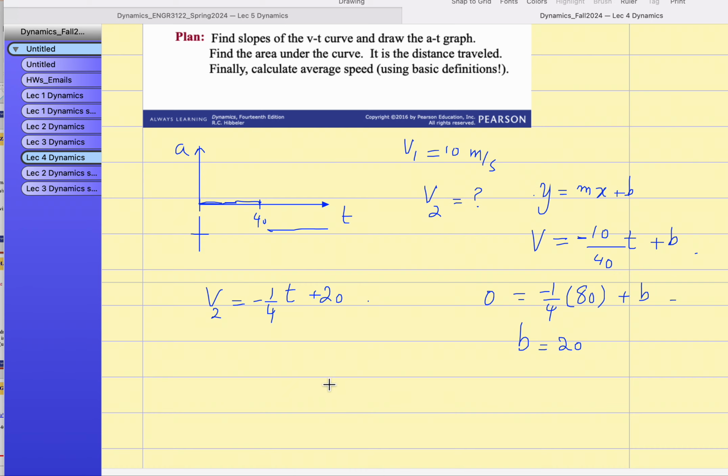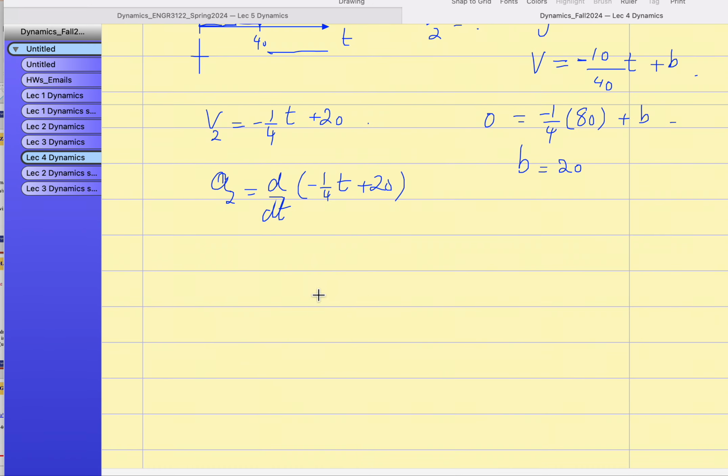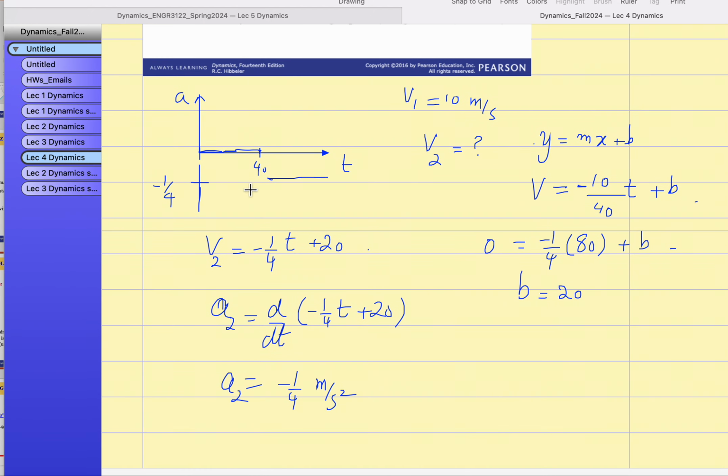Now after you find this expression, let's find the acceleration of the second piece. Time derivative of v2, and what is that equal to? Negative 1/4 outside. Time derivative of t is 1, and time derivative of a constant is 0. So negative 1/4 is the answer for the second piece of the graph. So this is at negative 1/4. If you see this plot, do you understand what I'm doing here?